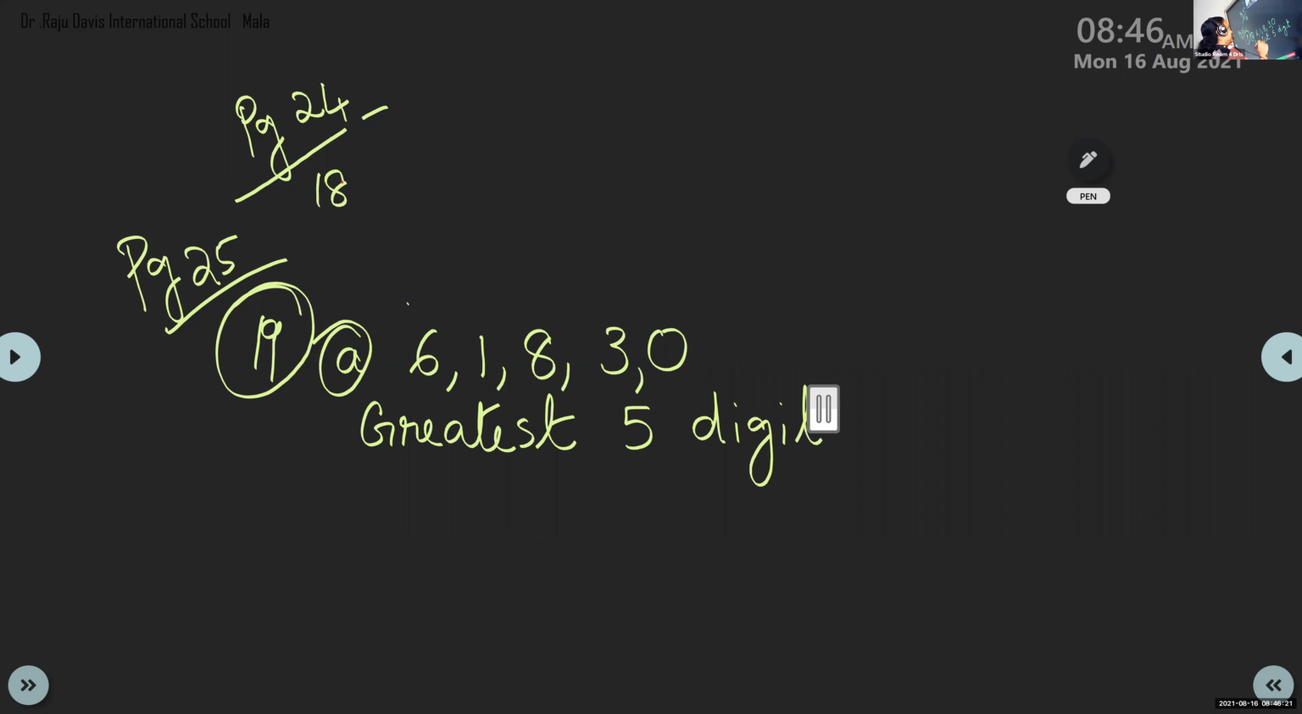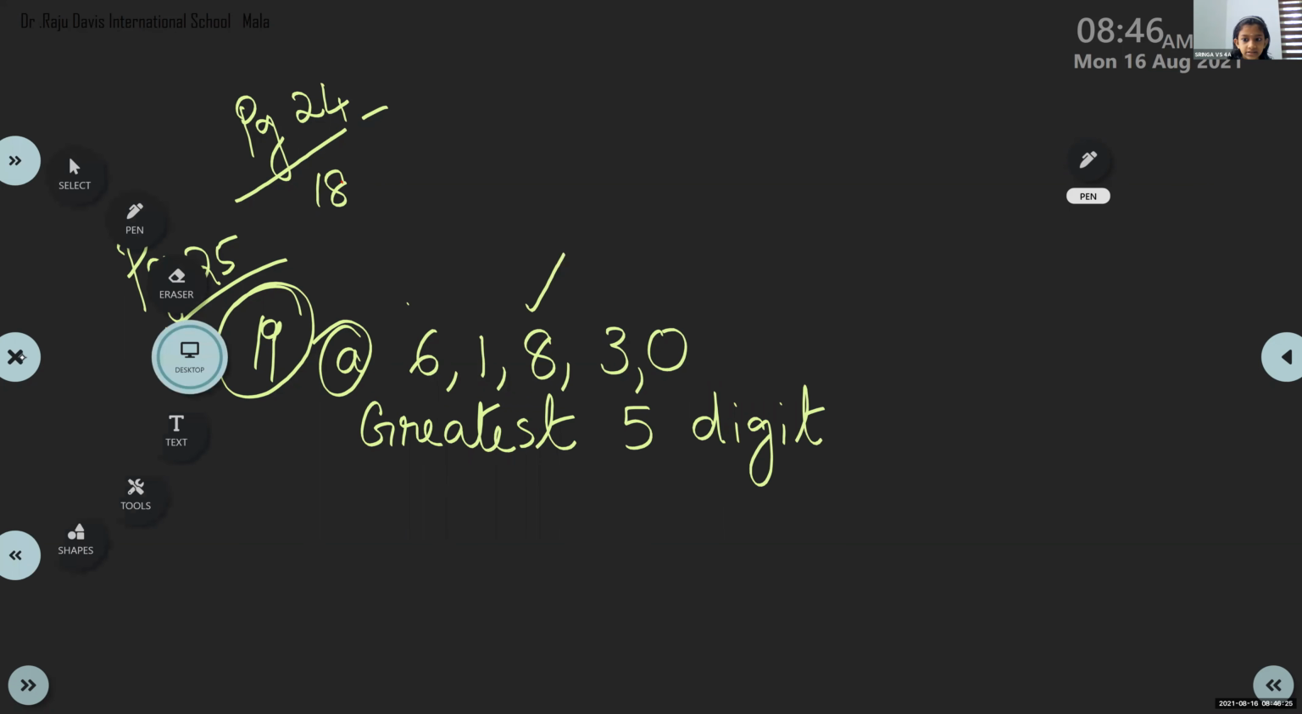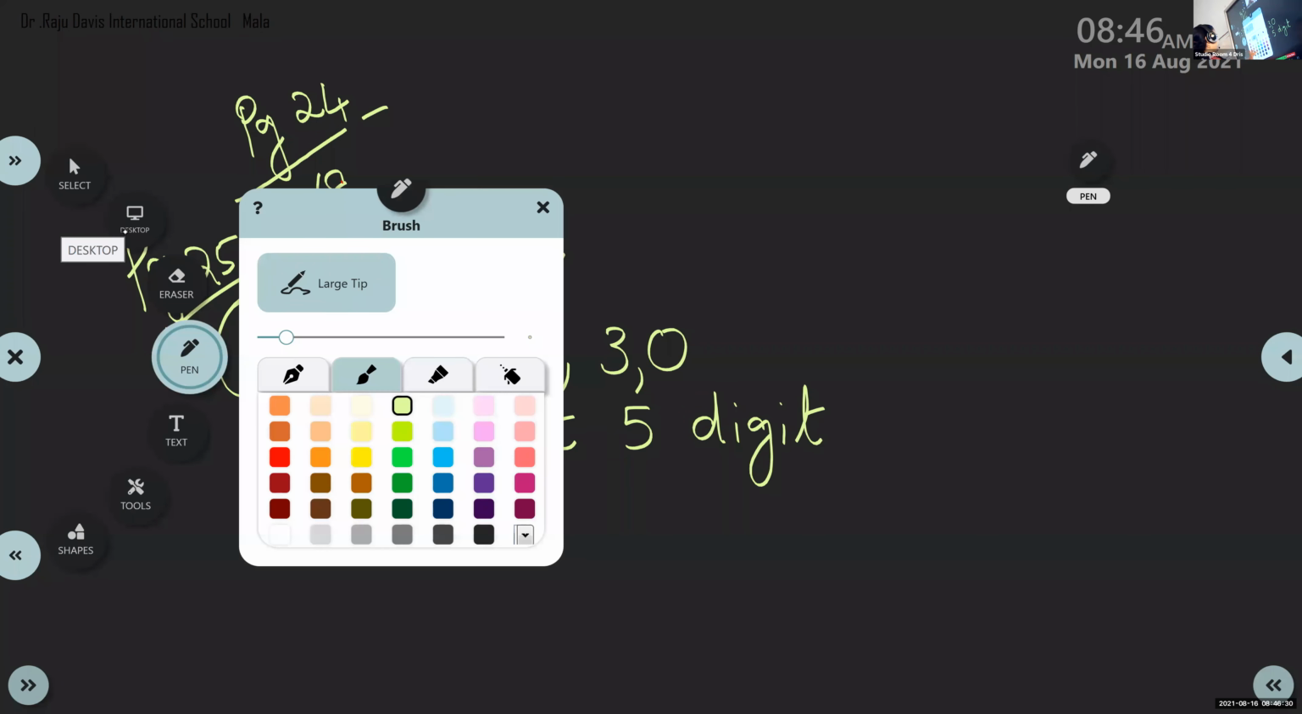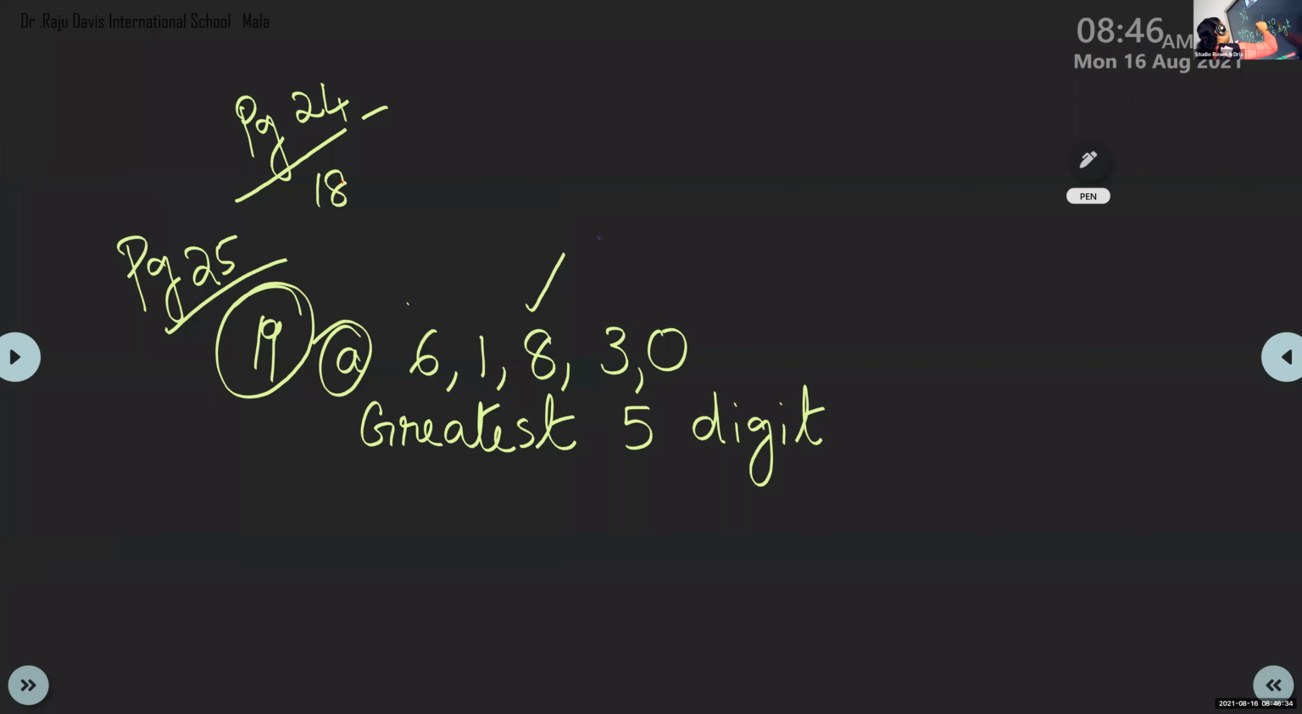Tell me the digits. We will say first digit. You can say the biggest number. What is that? 8. So here we have 8, so that is the first digit. Children, if you want, you can write the greatest 5-digit number that can be formed. So I write here first 8. Okay, then?